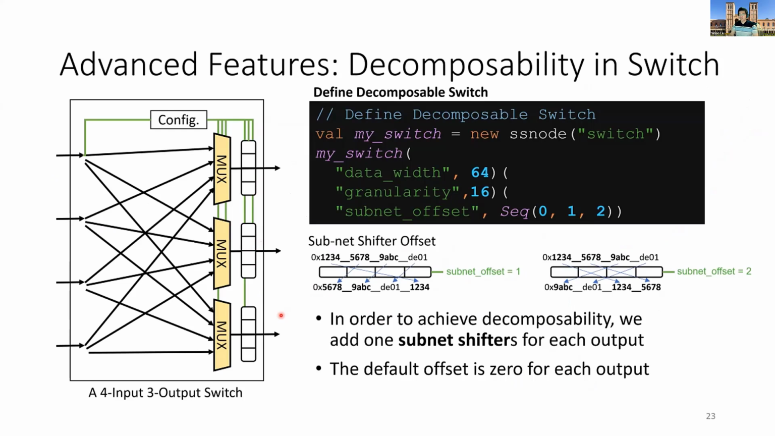We add a subnetwork shifter at each of the output directions so that we can shift by its own granularity. But in order to do that, when you create the hardware, you need to add two new fields. You specify its granularity, which can be less than its own data width, and you can also define the subnetwork shift offset, so you can shift by 1 granularity or by 2 granularity. But if you just write 0, 1, 2, you can only have 3 kinds of output: shift by 0, which means it's at its own original place, shift by 1 granularity, or shift by 2.